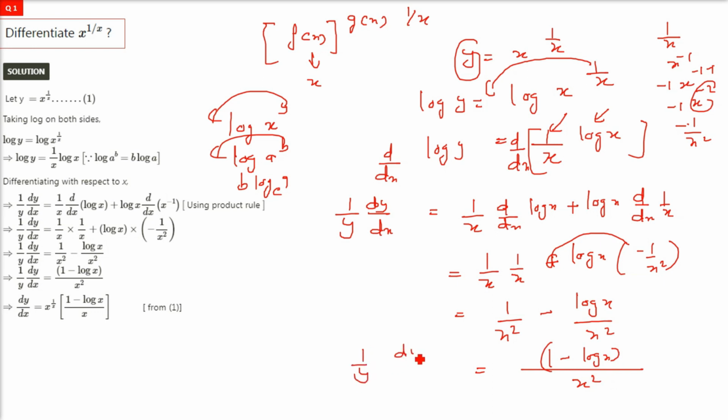But still we have a 1 by y with dy by dx. So we have to take this 1 by y which is in the denominator on the left hand side. This goes to the numerator of the right hand side. What was initially y? x to the power 1 by x. So this is your y. And the final solution is this multiplied by 1 minus log x by x square.